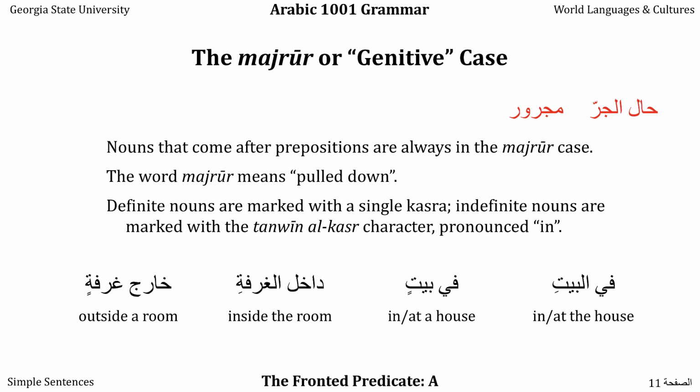Dakhil al-ghurfati, inside the room, because dakhil is a preposition, al-ghurfa is in the majrur case, and it gets marked with a single kasra because it's definite. Kharij ghurfatin, kharij is a preposition, so ghurfa is in the majrur, or genitive case. Because it's indefinite, it gets marked with the tanween al-kasr character, which is pronounced in. Kharij ghurfatin, outside a room.